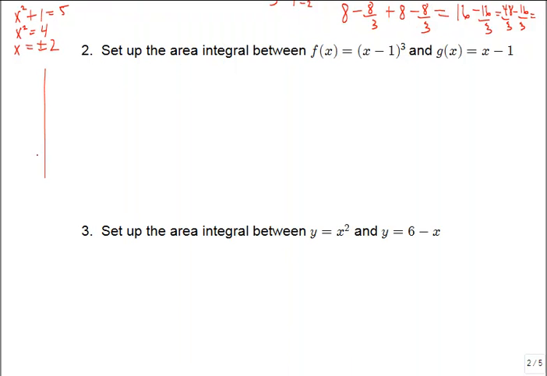So our picture looked something kind of like this. Okay, so we have an intersection point here, here, and here. So we have 3 intersection points. So to find them, we would want to set these 2 equations equal to each other. So the cubic equal to the line.